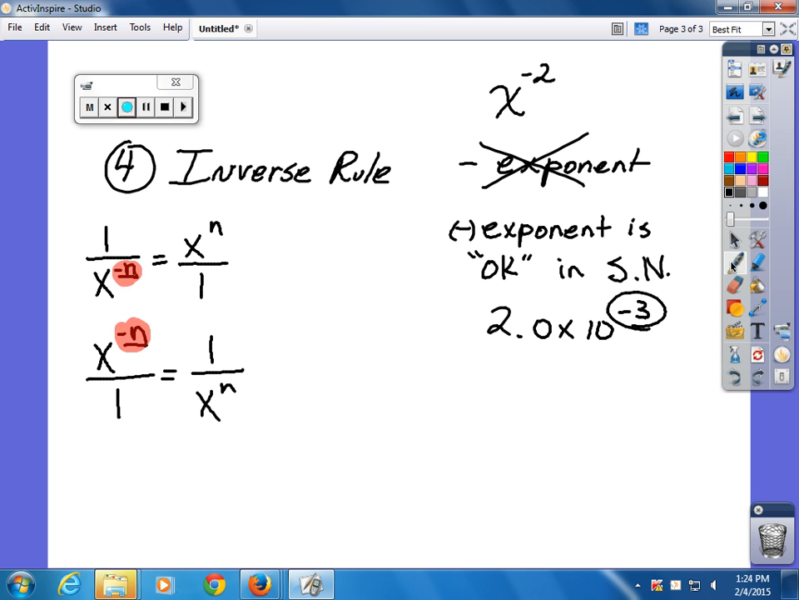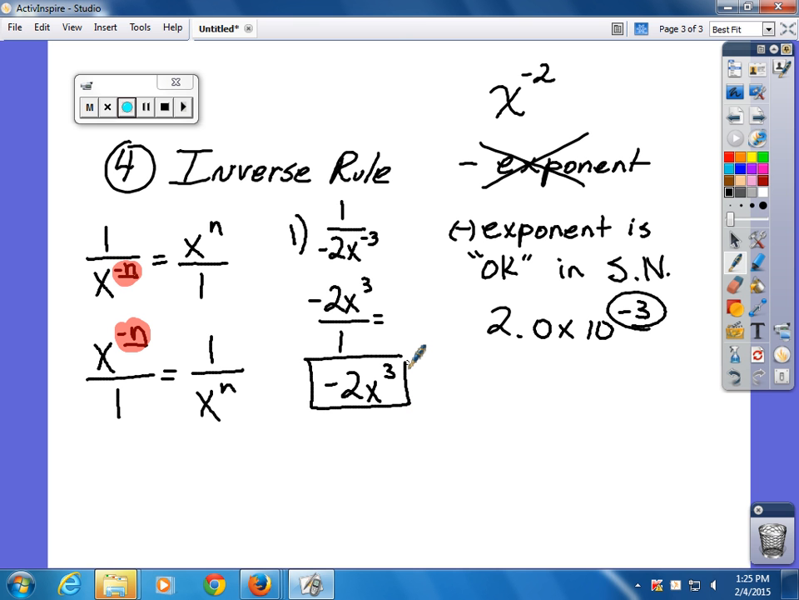Look, if I just say number 1, and number 1 says 1 over negative 2x to the negative 3rd power. Okay, that's the problem I give you, and I tell you to correct the negative exponent. So what would I do? I flip it, right? And that would be negative 2x to the 3rd over 1, which is what? Negative 2x to the 3rd. What did not change? The negative 2. See it? You can't change a negative variable just by flipping.